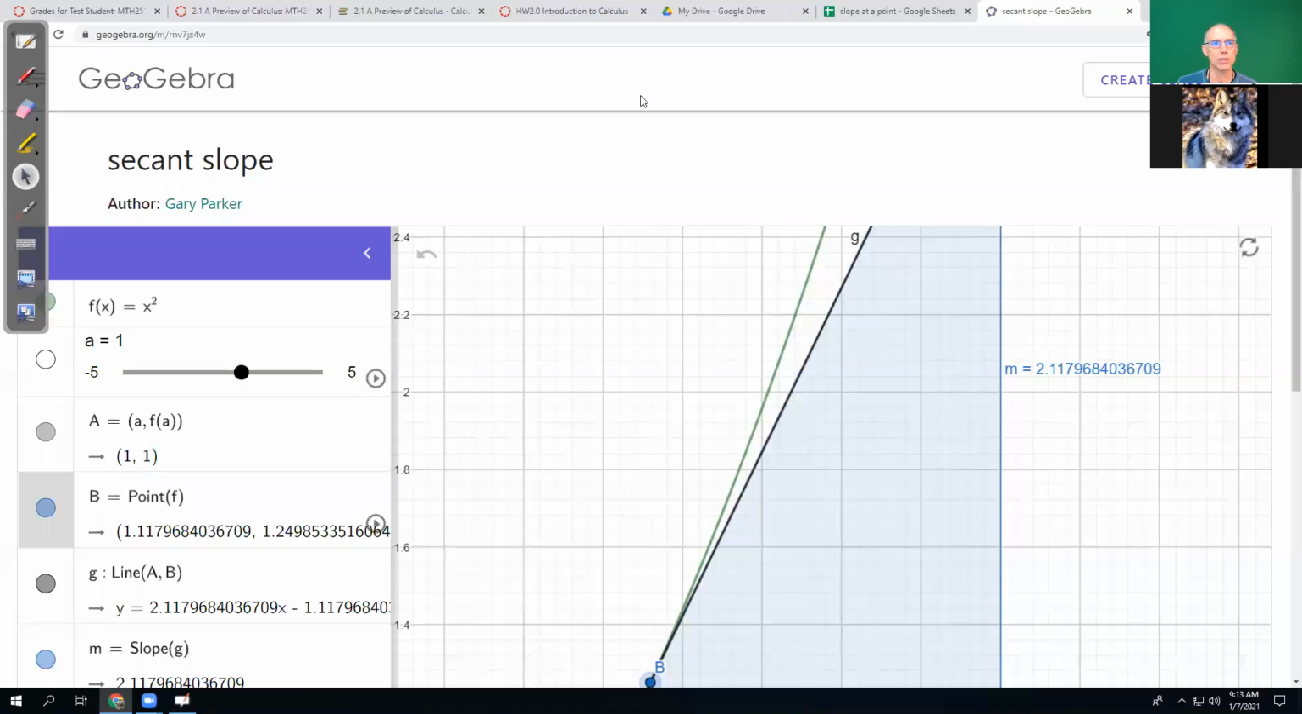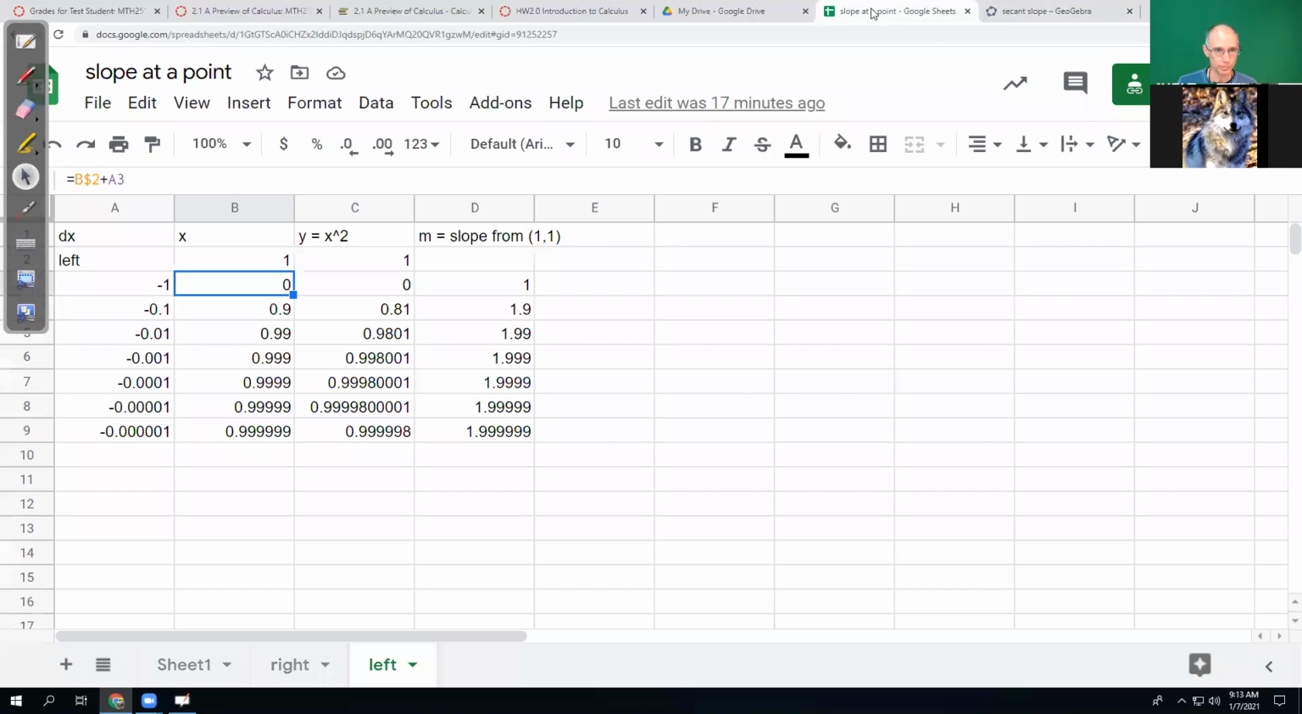All right, so again, we are looking at the secant slope problem. And next comes the spreadsheet version. So we looked at something similar to this in class the other day. I've added an extra column here that I didn't do the other day called dx, and I'll show in a picture what this means in a minute.